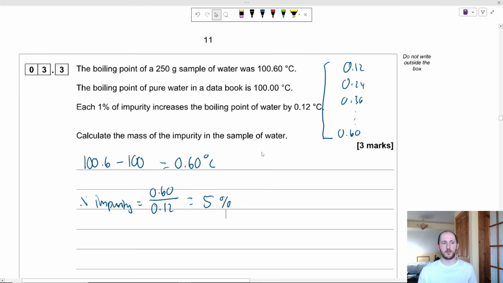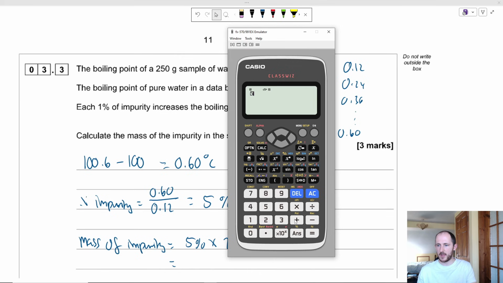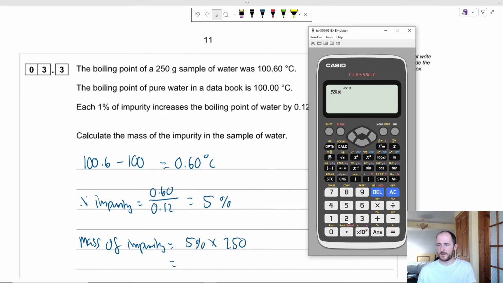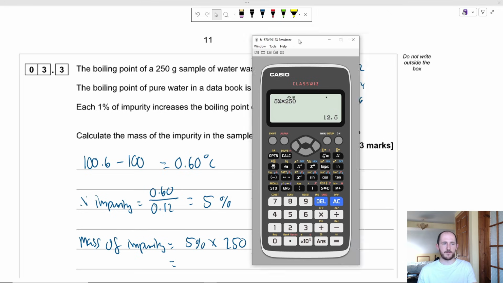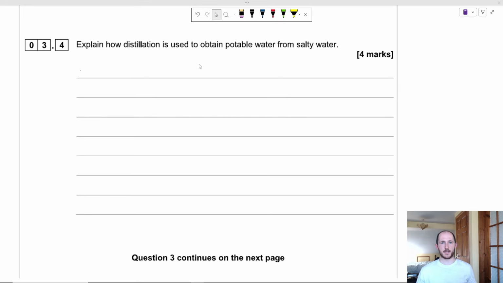Okay, so far we've got 2 marks. The last step is to calculate the mass of the impurity in the water sample. What this is saying is that 5% of this sample is the impurity. So all I need to do is take 5% of 250 grams. The mass of impurity is 5%, and when I say of, I just mean times 250 grams. I can do that on a calculator easily and just type the exact same thing in. So 5% button times 250, which gives me 12.5 grams, which is the correct answer.